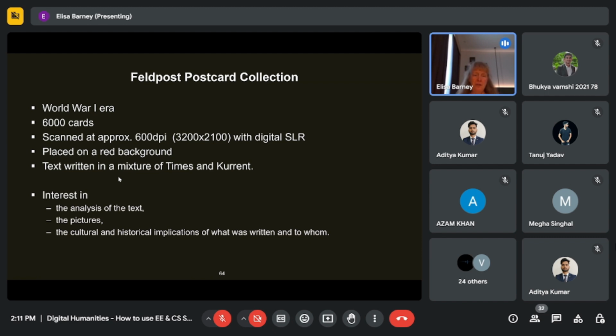And what the historians are interested in is analysis of the text that was written, analysis of the pictures that are on the postcards. What pictures did the family and the soldiers choose to purchase to write back and forth? And what's the significance in the culture and the history of the things that they've written?